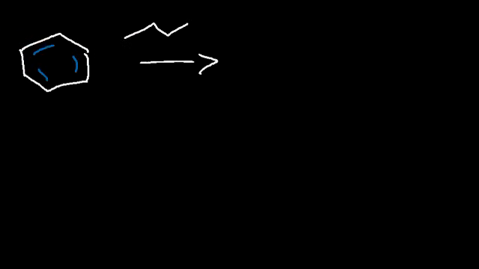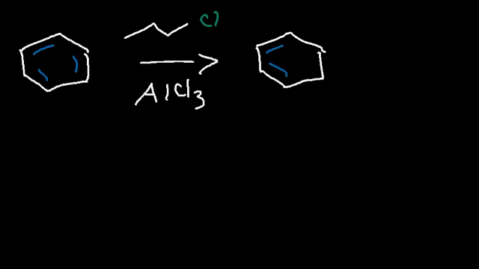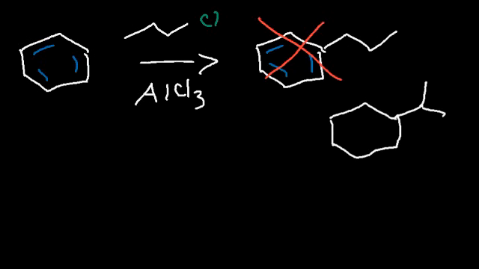Now there's another limitation, but before we discuss it, I want you to predict the major product of this reaction. So let's react benzene with propyl chloride using the aluminum chloride catalyst. What do you think the major product will be? Do you think it's going to be propyl benzene? What would you say? It turns out that propyl benzene is not the major product. The major product is isopropyl benzene.